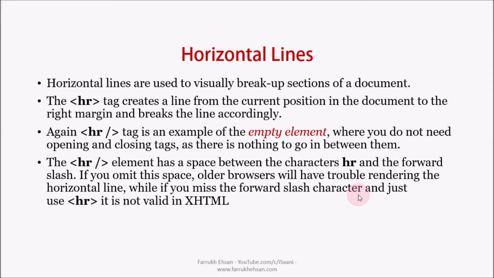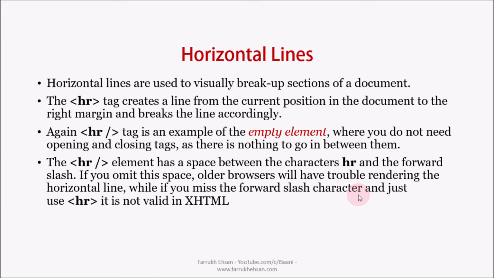The next thing that I want to discuss is the horizontal line. If you want to break your HTML document with visible horizontal lines, then the recommended tag for that is to use the HR. If you're using the previous version of HTML such as HTML4 or XHTML, then you have to use the HR space forward slash and then closing angle bracket. But if you're using the HTML5, you don't need to put the forward slash, you just use the HR tag.